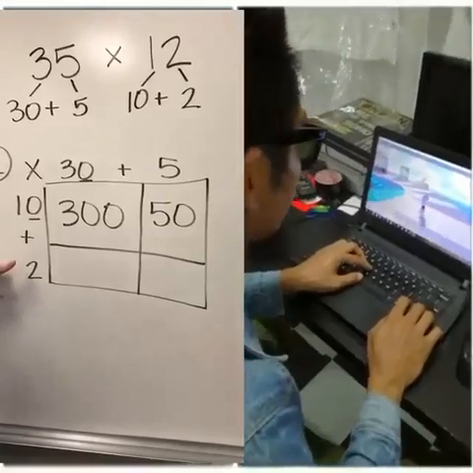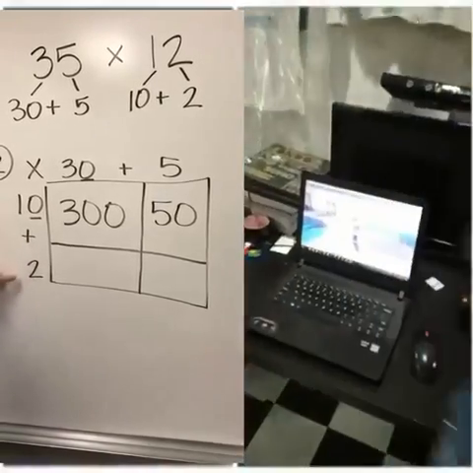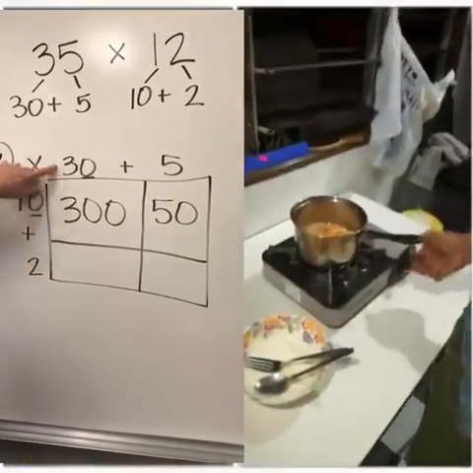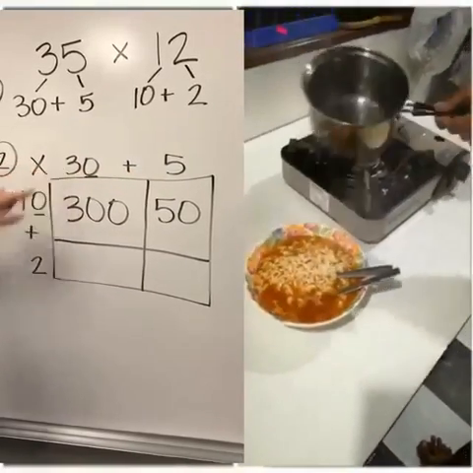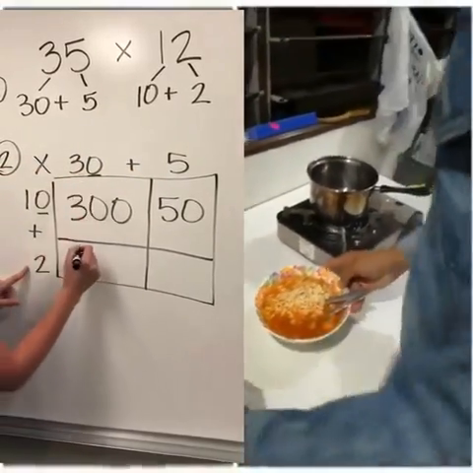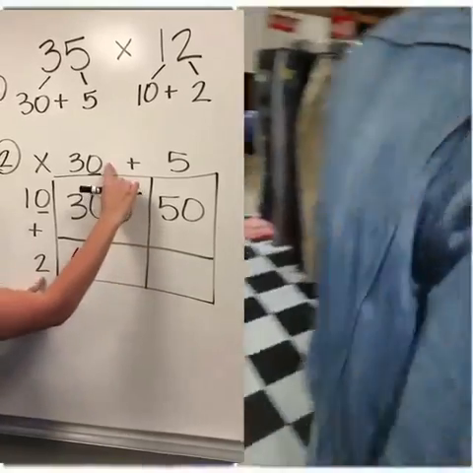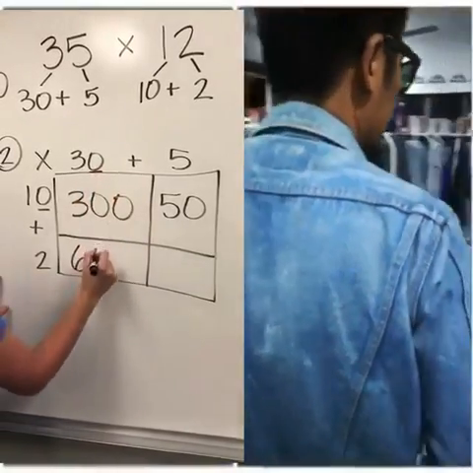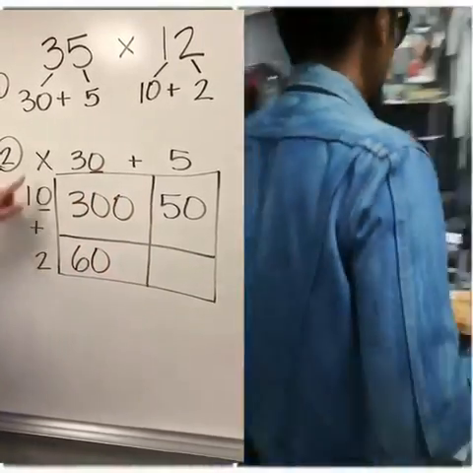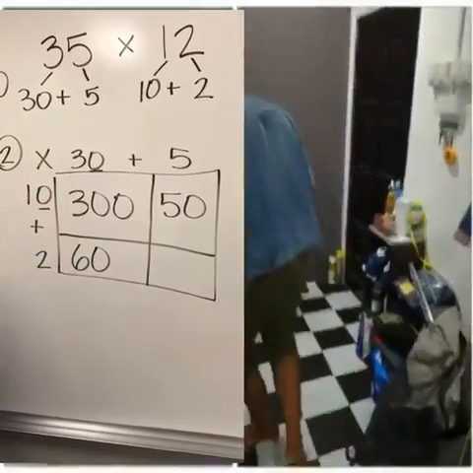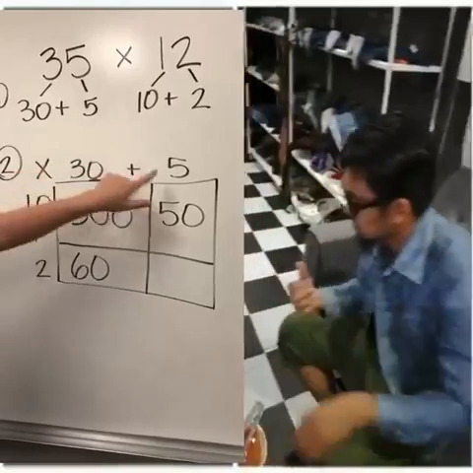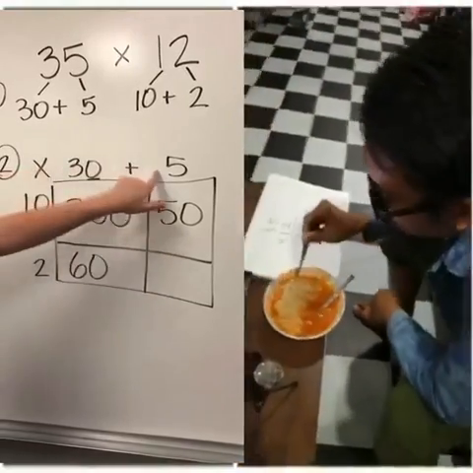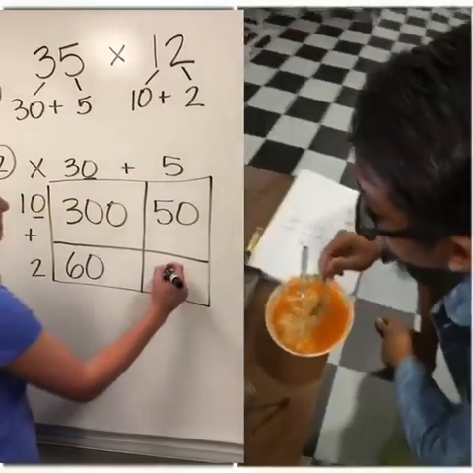And then we do 2. We go down to the 2 because we're done with the 10. 2 times this, 2 times that. So 2 times 30. 2 times 3 is 6. And between both of these numbers, I've only got the 1 zero, so I attach it to the end. 2 times 30 is 60. 2 times this, 2 times that. Now I'm going to do 2 times 5. 2 times 5 is 10.